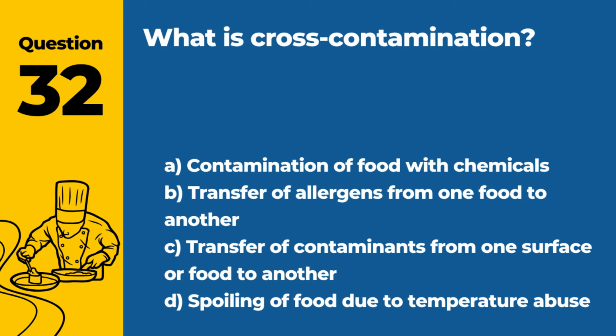Question 32. What is cross-contamination? A. Contamination of food with chemicals. B. Transfer of allergens from one food to another. C. Transfer of contaminants from one surface or food to another. D. Spoiling of food due to temperature abuse. Answer: C. Transfer of contaminants from one surface or food to another. Cross-contamination is the transfer of harmful bacteria or other contaminants from one surface or food to another.